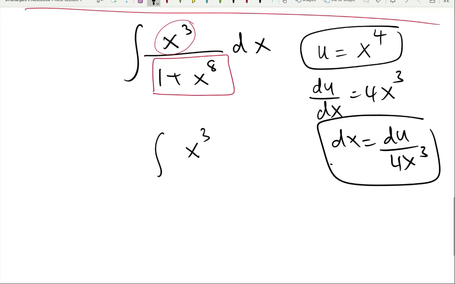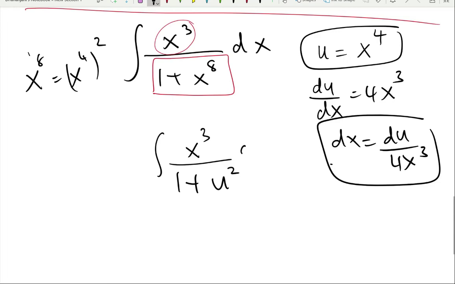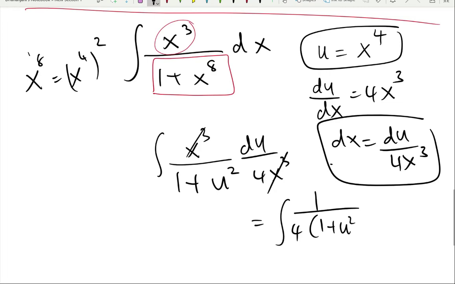So x cubed over 1 plus, now x to the 4 is u. Then what is x to the 8? X to the 8 is x to the 4 squared, right? So this is u squared, right? X to the 4 squared is u squared. Dx is du over 4x cubed. See, x cubed cancels out. Now what we get is 1 over 4 times 1 plus u squared.